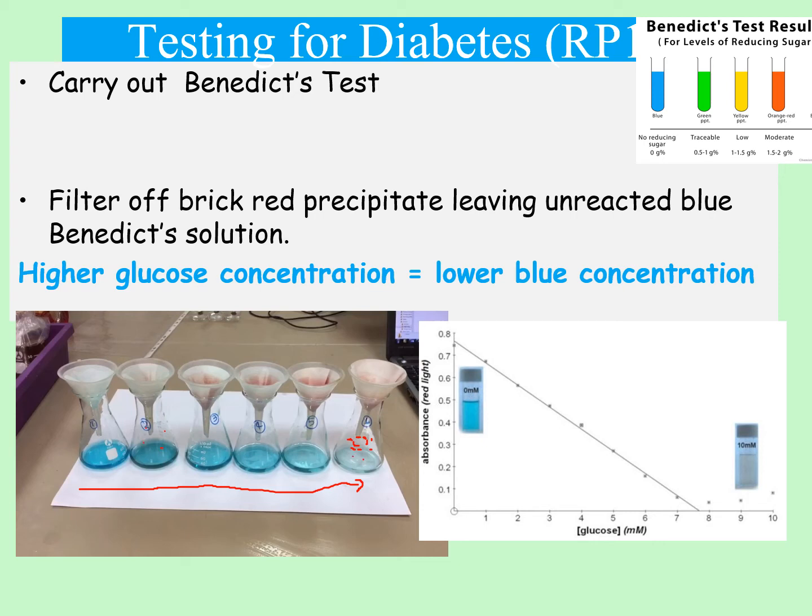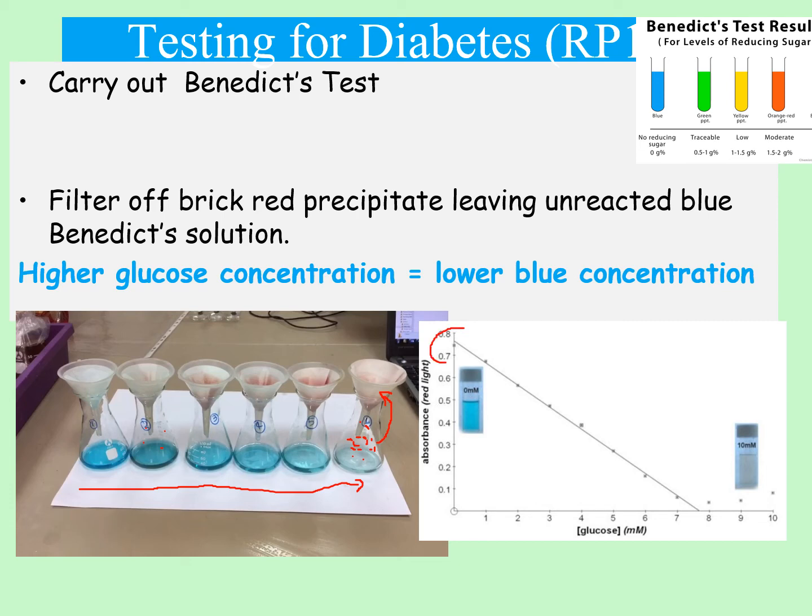Because it all got converted into red precipitate, that red precipitate has been filtered out and it is in the filter, leaving just unreacted Benedict's solution. So the higher the concentration of glucose, the lower the blue concentration that is left in the Benedict's solution after the experiment. And it's that filtrate of blue Benedict's solution that we're going to test, because we can work out the concentration based on how much blue is left in there. If there's lots of blue, high amounts of blue, then you will have a low concentration.